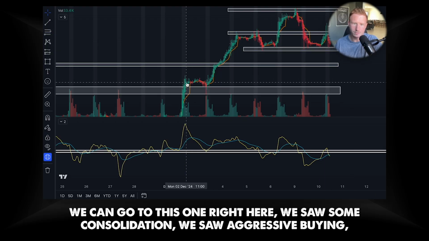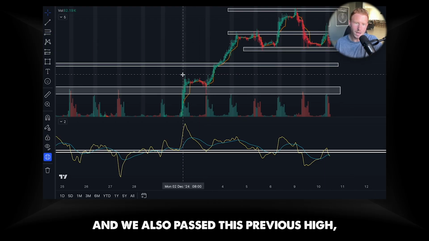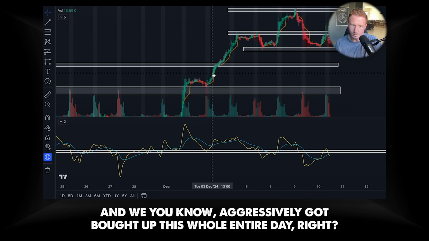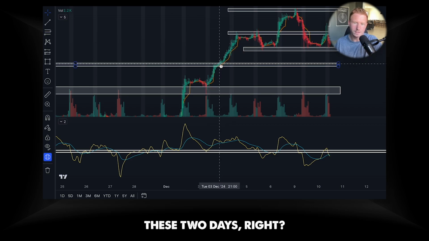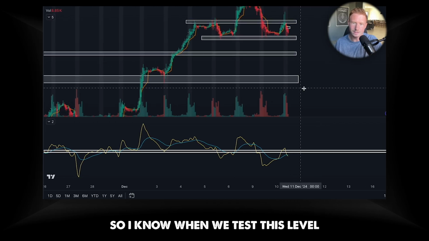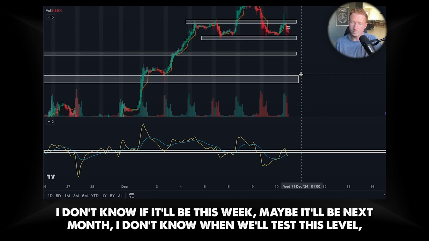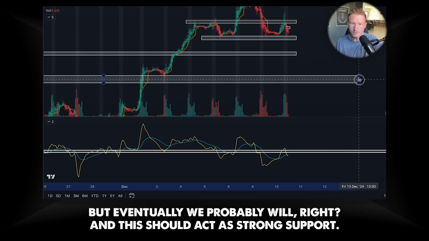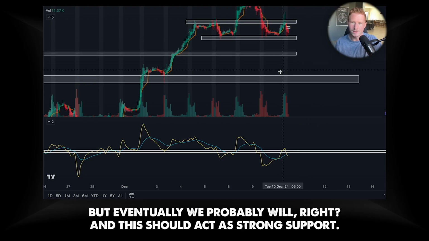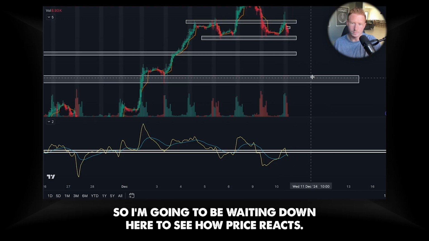We can go to this one right here. We saw some consolidation, we saw aggressive buying, and we also passed this previous high, and we aggressively got bought up this whole entire day, right? These 2 days, right? So I know when we test this level, I don't know if it'll be this week, maybe it'll be next month. I don't know when we'll test this level, but eventually we probably will, right? And this should act as strong support. So I'm going to be waiting down here to see how price reacts.